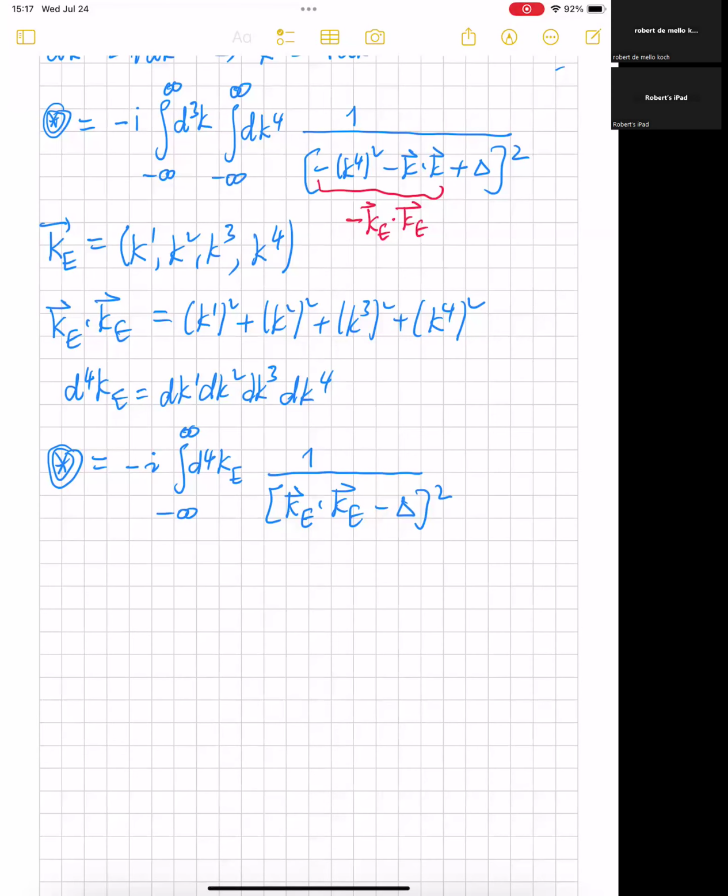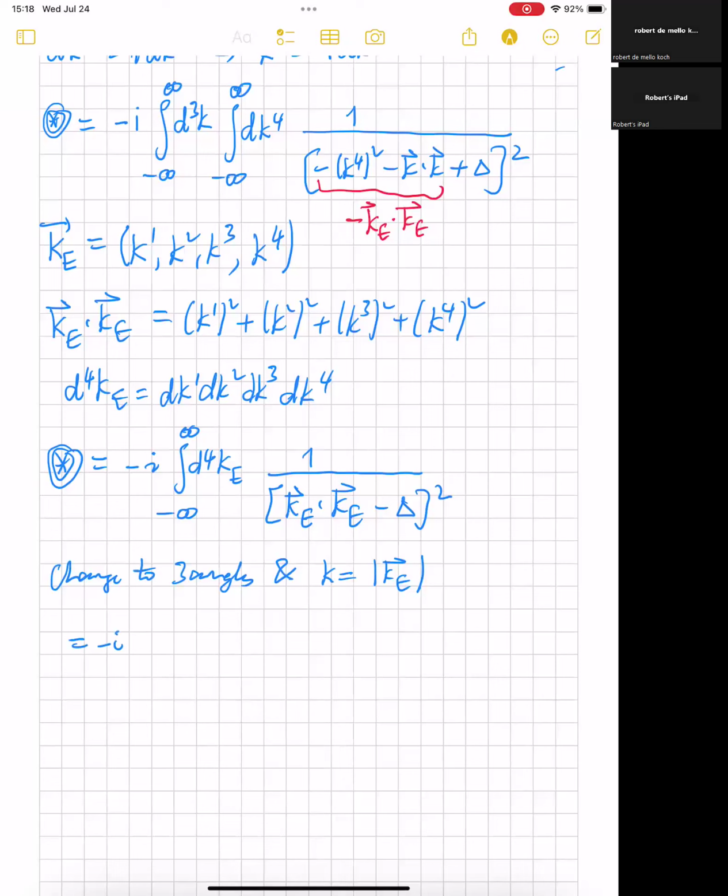Okay, so to perform this integral, what are we going to do? Well, we'll change coordinates. So we will change to three angles and the magnitude of this vector KE, okay? And that's just because the integrand doesn't depend on the angles. So what does the integral become?